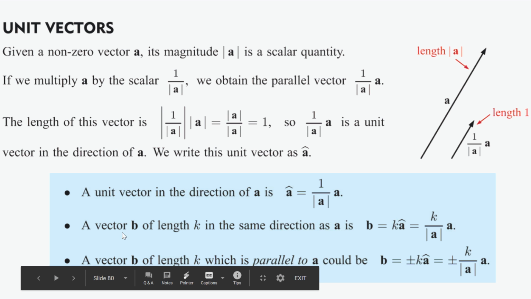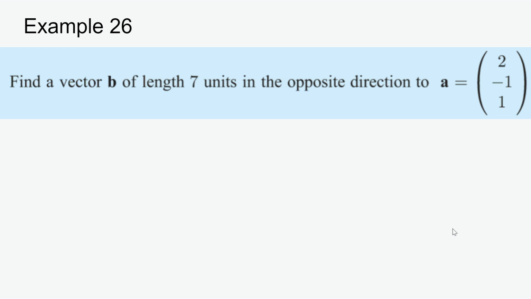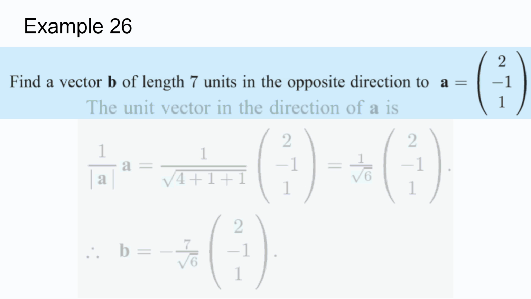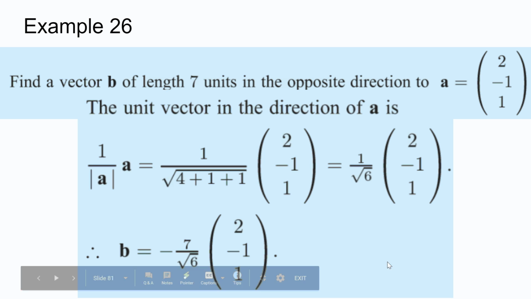All right. Then it says vector B of length k in the same direction as vector A is vector B equals k times the unit vector of A, which is the same as k over the magnitude of vector A times vector A. So let's take a look at an example here. It says find a vector B of length 7 units in the opposite direction of vector A, which is 2, negative 1, 1. So we have a couple things going on here. We know that it's going to be a magnitude of 7, but we also know it's going to go in the opposite direction.